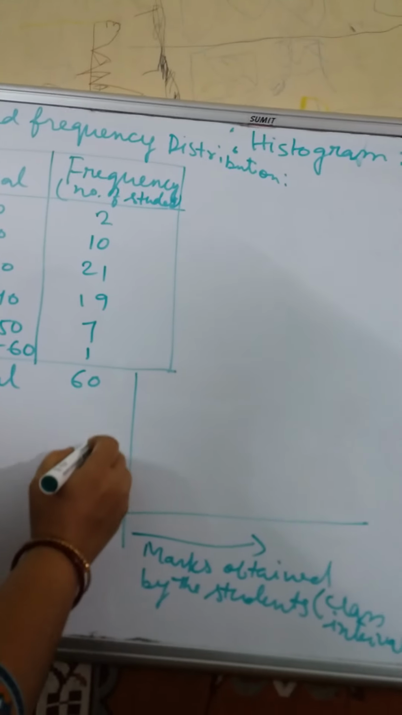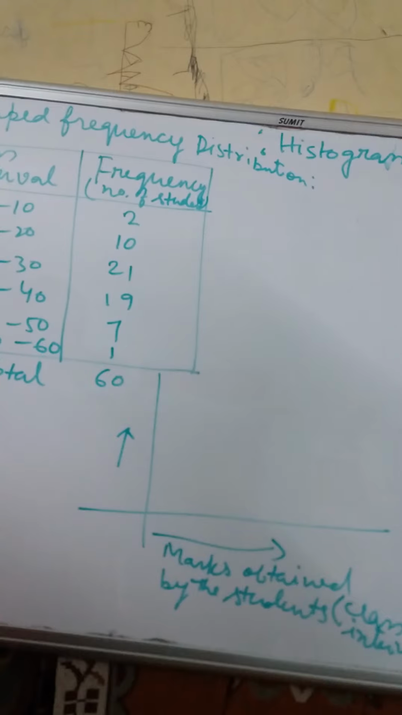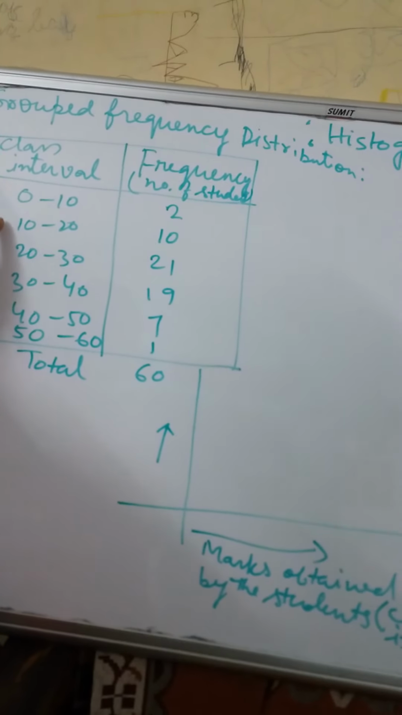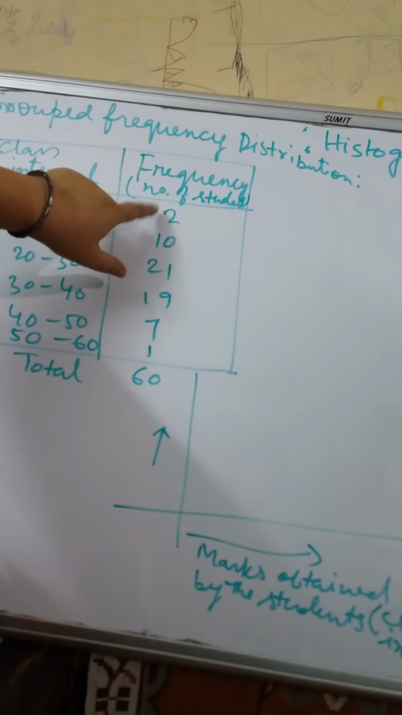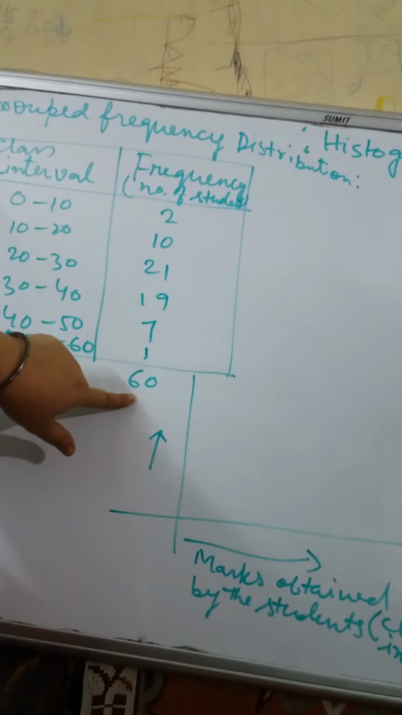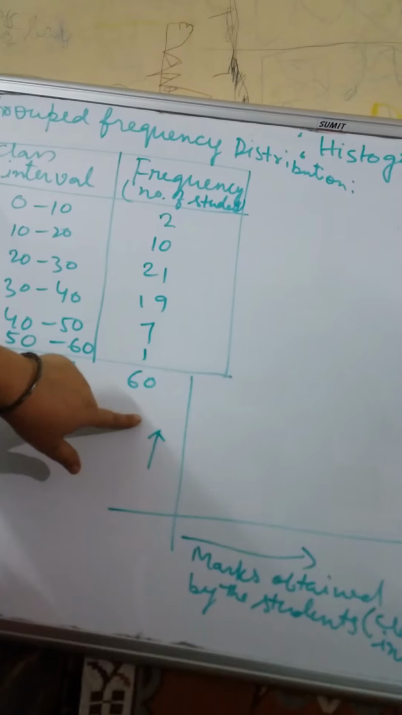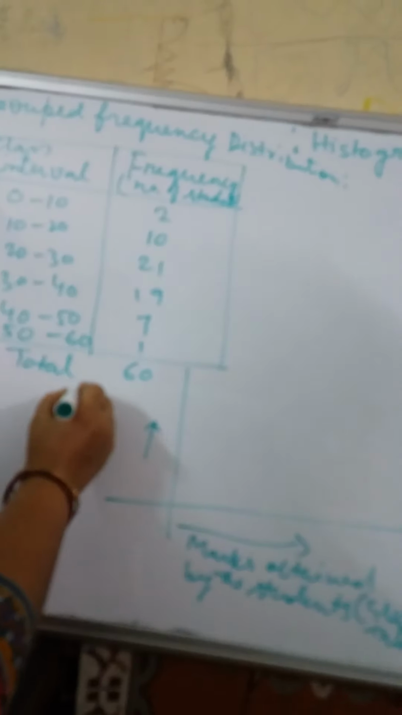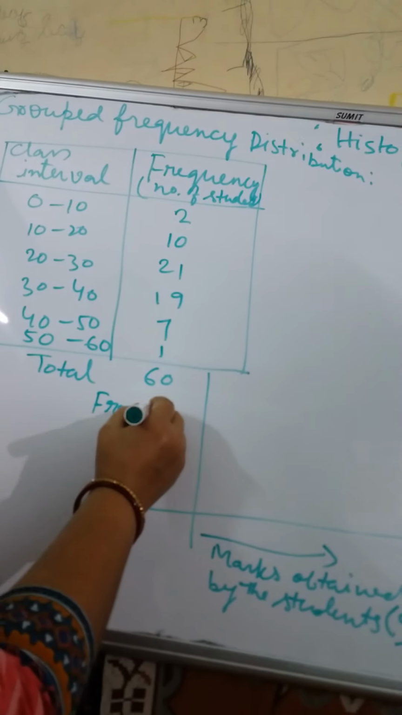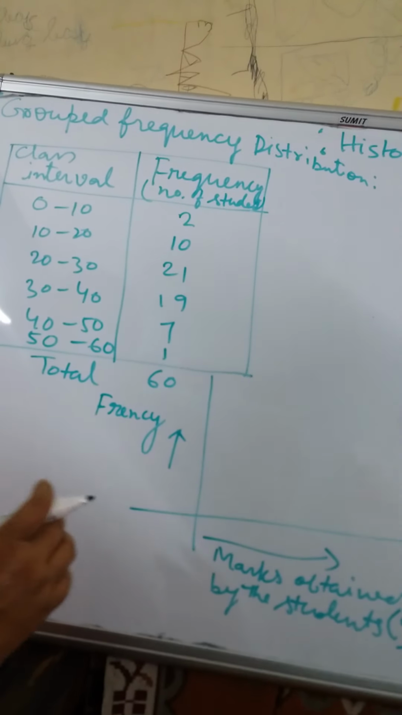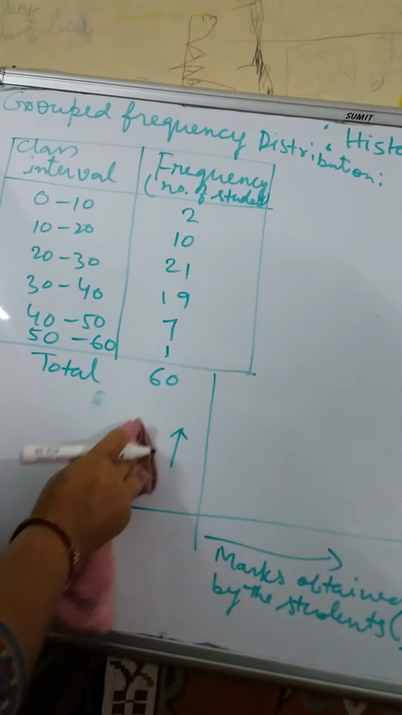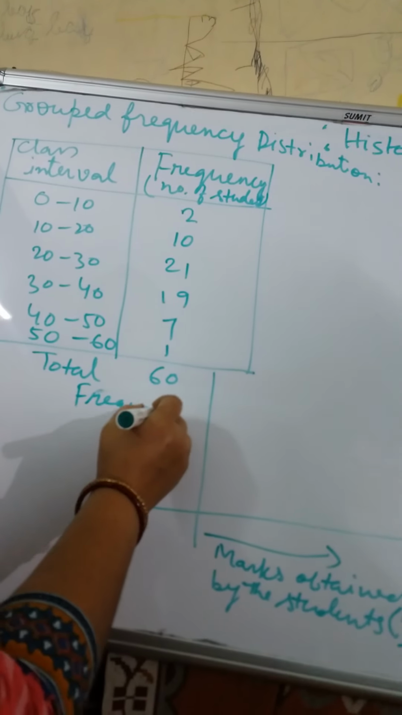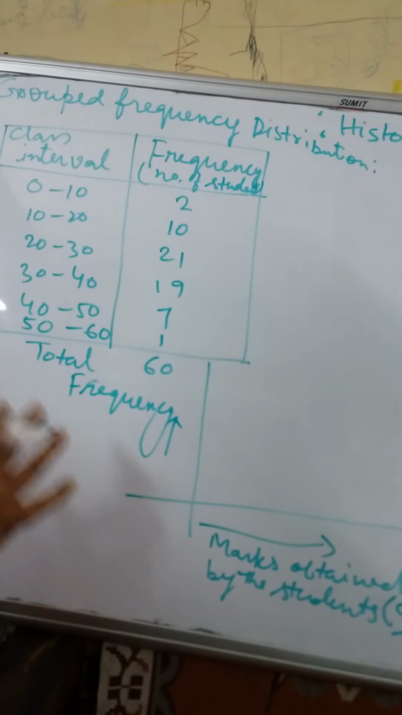And along the y axis we will take the variable. What is the variable? This class is fixed, but the number of students or frequency is changing. So along the y axis we will take the variable which is changing. So we will take frequency along the y axis, or you can say the number of students.